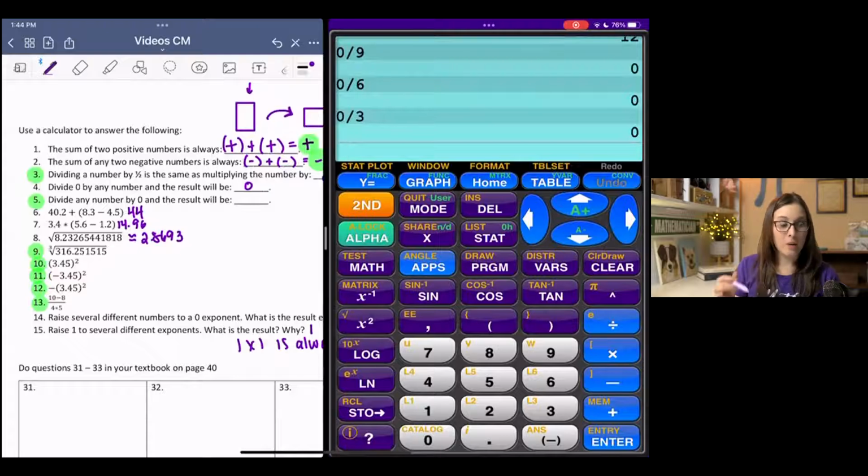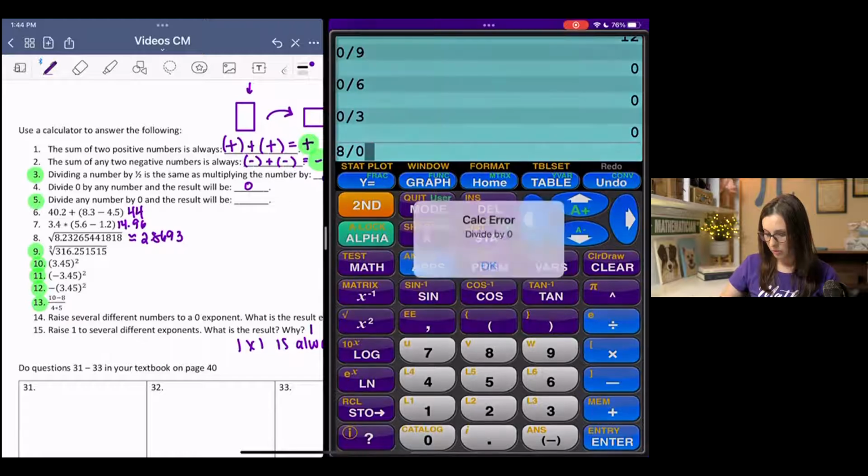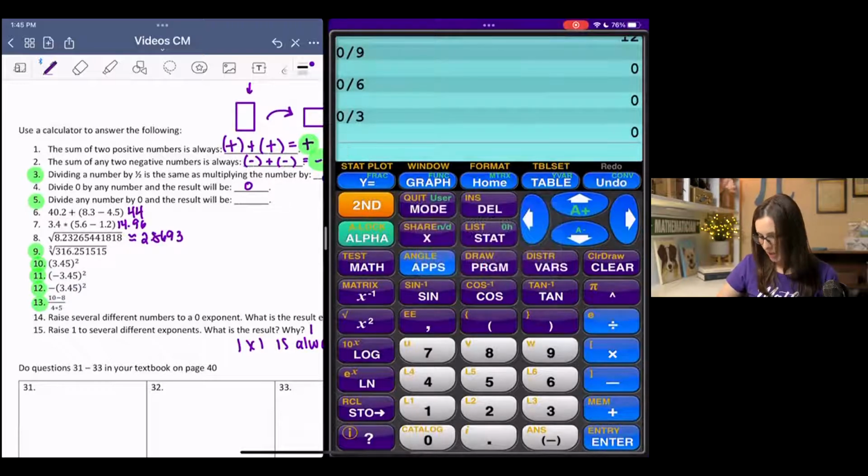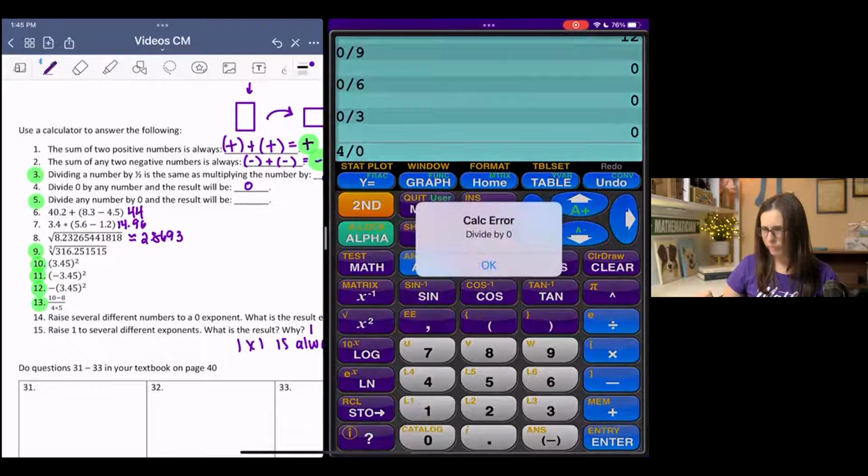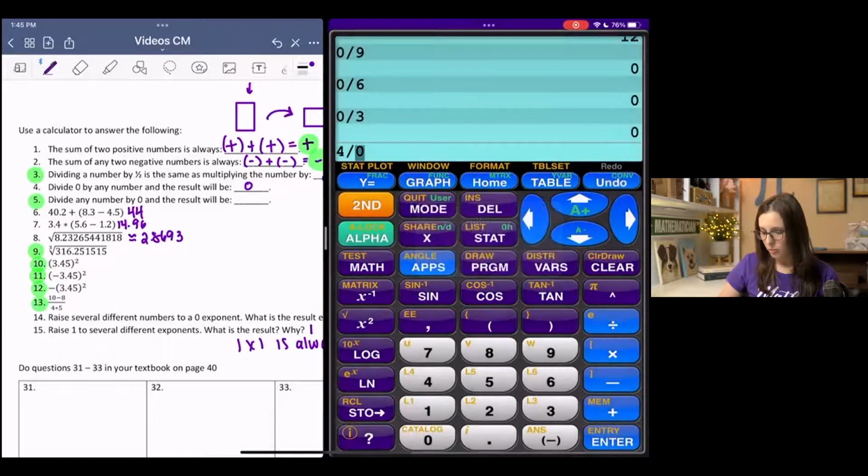Divide any number by 0. So any number divided by 0. Uh-oh. Calculator error. Divide by 0. Okay, did I type it in wrong? Or is my calculator trying to tell me something? Let's try again, just in case. 4 divided by 0. One more try, just to confirm.